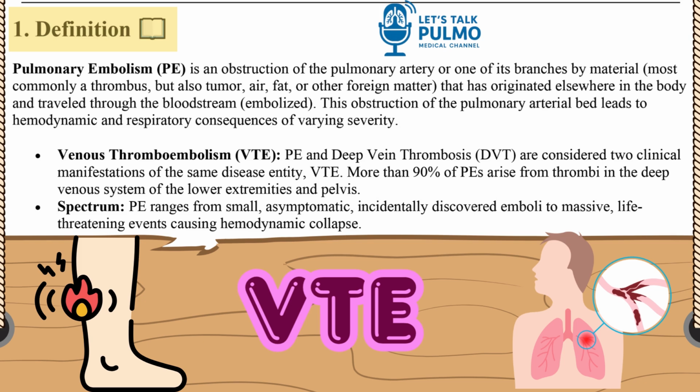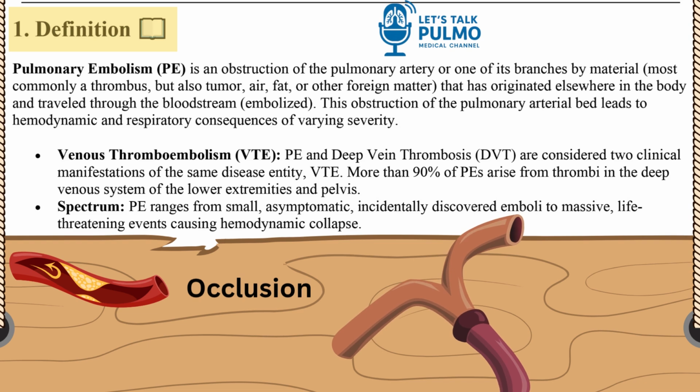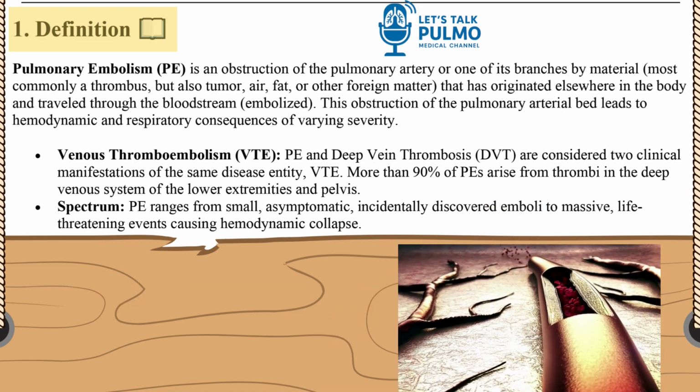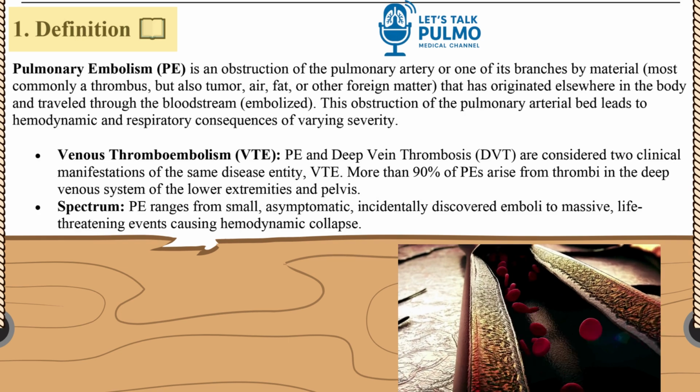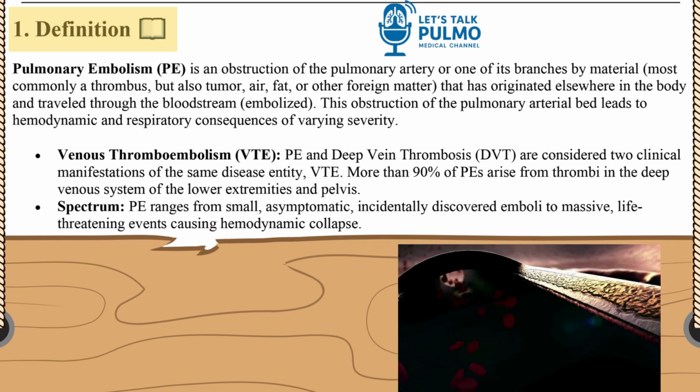Okay, so let's start with the basics then. What exactly is PE and what gets the ball rolling? Fundamentally, PE is a blockage. It's an obstruction in the pulmonary artery, or one of its branches in the lungs. Now, the most common culprit is a thrombus, a blood clot. But it's worth noting, sometimes the blockage can be other things, maybe bits of tumor, air bubbles, even fat particles. So this blockage material, it doesn't start in the lungs, it travels there.